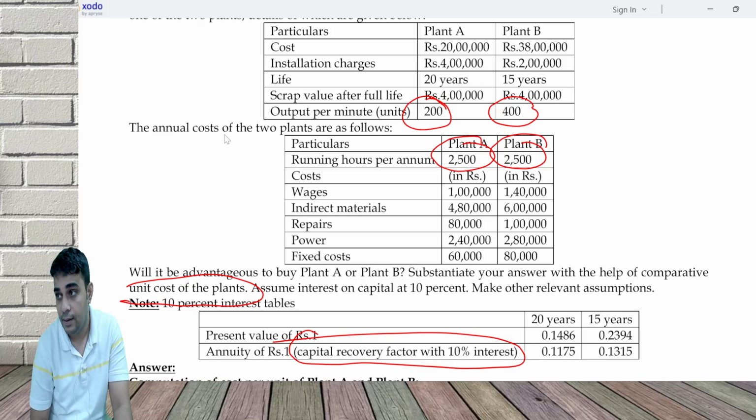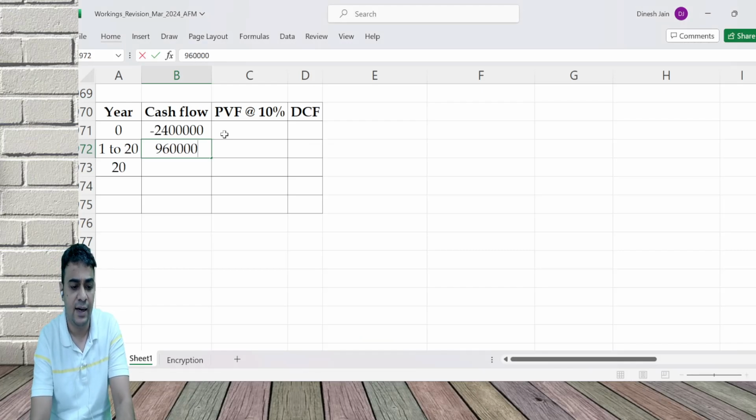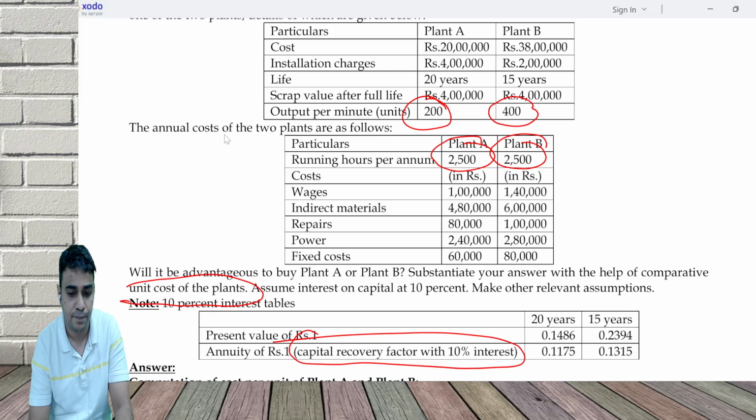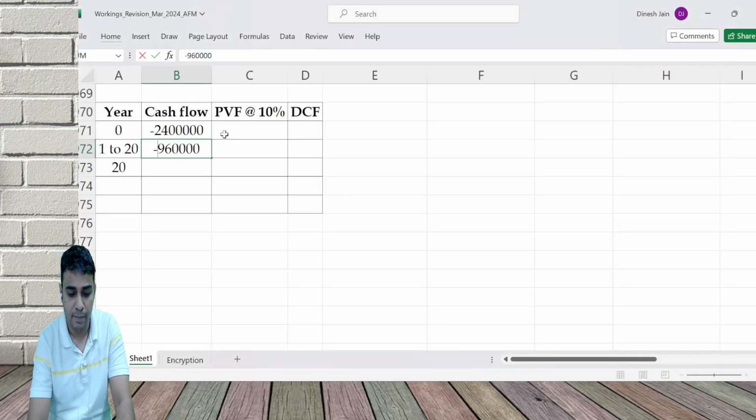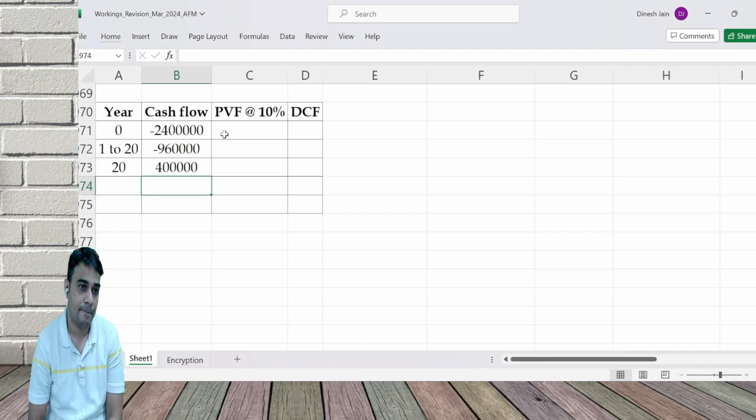Nine lakh. In this, if they want, they can add a surprise element called an apportioned or allocated fixed cost. Normally, fixed costs are irrelevant. Nothing is mentioned, so I'm ignoring it. 9 lakh 60. At the end of the 20th year, what is the salvage value? Minus 960. Salvage value is my inflow, plus 4 lakh.